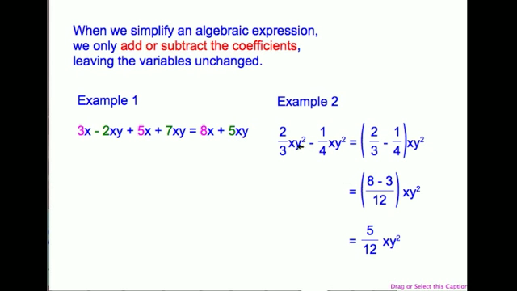In example 2, we look at subtraction of two fractions. Once again, the variables remain unchanged, and we simply subtract the fractions. Making the same denominator, we have our answer, 5 over 12 xy squared.